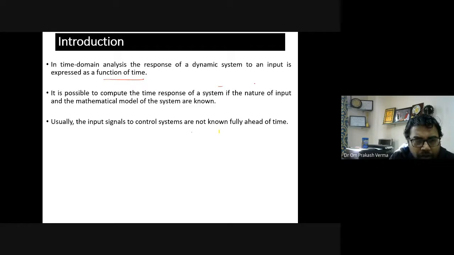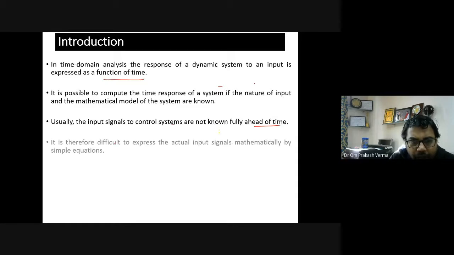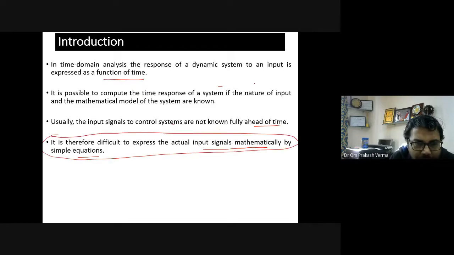Okay. So usually the input signals to a control system are not fully known ahead of time. Why? It is difficult to express the actual input signal mathematically by a simple equation. Am I right? Is this statement true or wrong? What do you think about this statement? You may think it is only impulse, sir, unit step, sir, but first think about why this happens. It is important. How did we think that we should take impulse, that we should take a step input, that the nature will be parabolic, how did we mimic it?